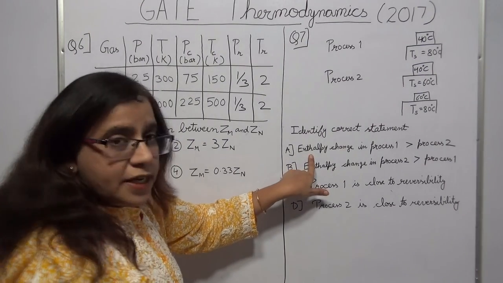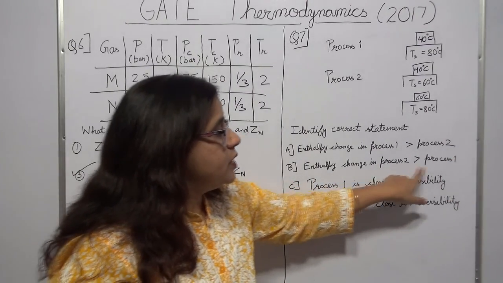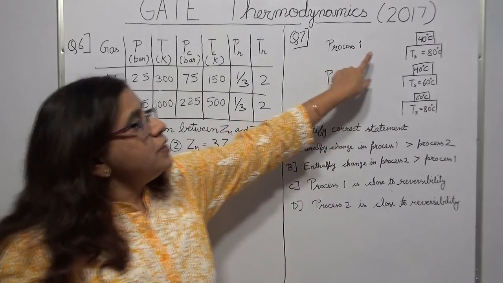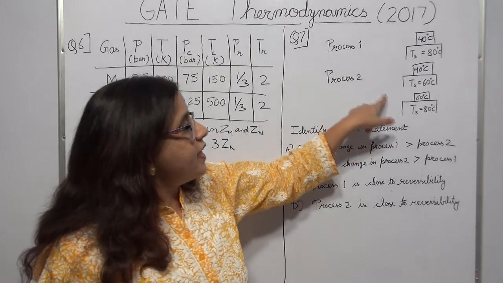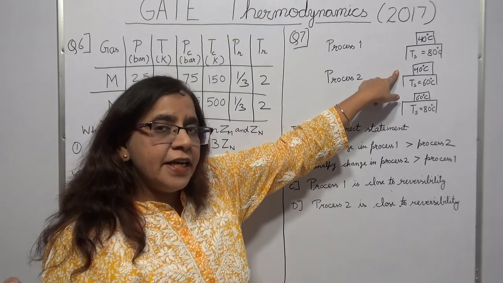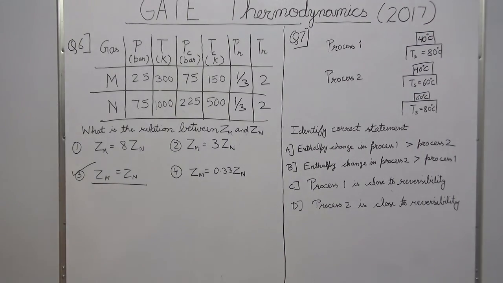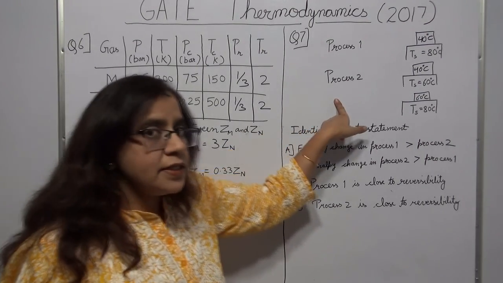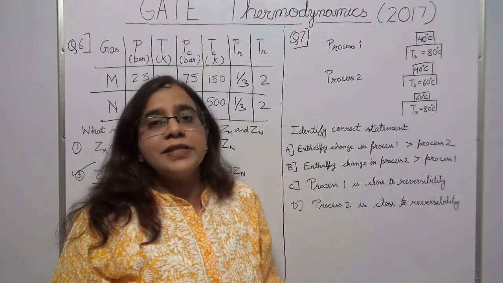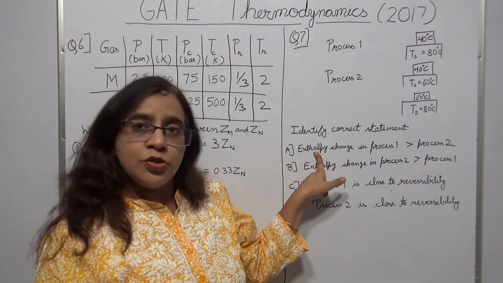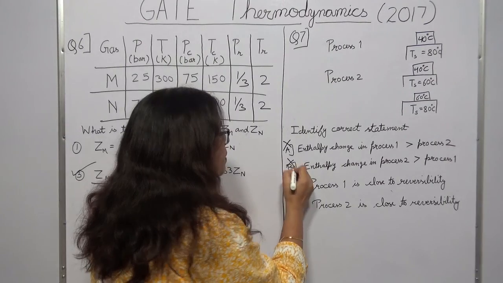Statement A says enthalpy change in process 1 is greater than process 2, and statement B says enthalpy change in process 2 is greater than process 1. Let's see what is happening to water. Water is going from 40 degrees centigrade to 80 degrees centigrade. In the second case also the water is going from the initial state of 40 to the final state of 80 degrees centigrade. So the final state is the same. Since enthalpy is a state property, if the final states are the same, then the enthalpy change should also be the same. So in this case your statements A and B are wrong.